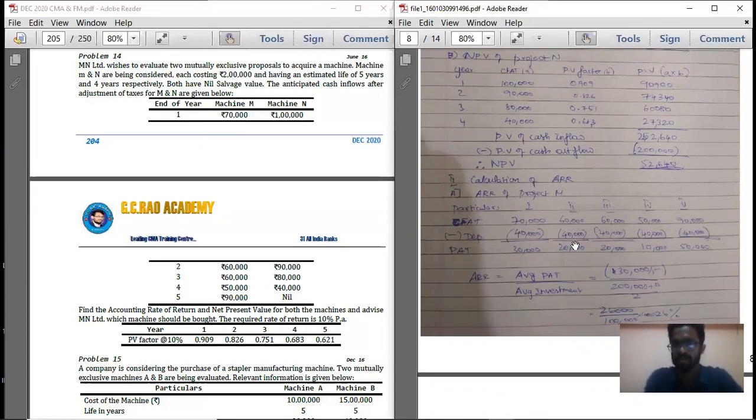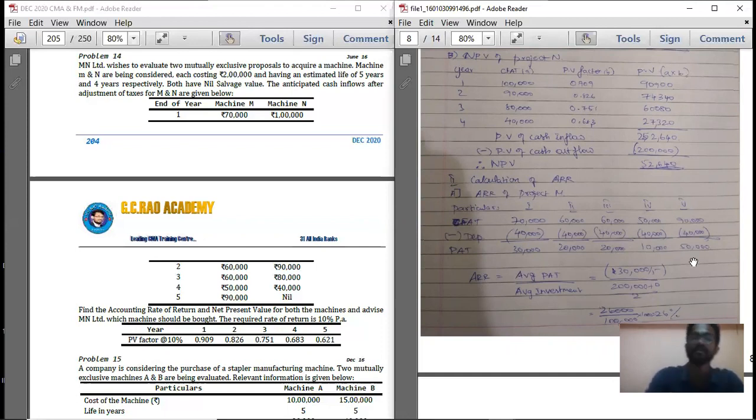For year 2, 60,000 minus 40,000, you are getting 20,000. For year 3, 60,000 minus 40,000, you are getting 20,000. For year 4, 50,000 minus 40,000, that is 10,000. And for year 5, 90,000 minus 40,000, you are getting 50,000.